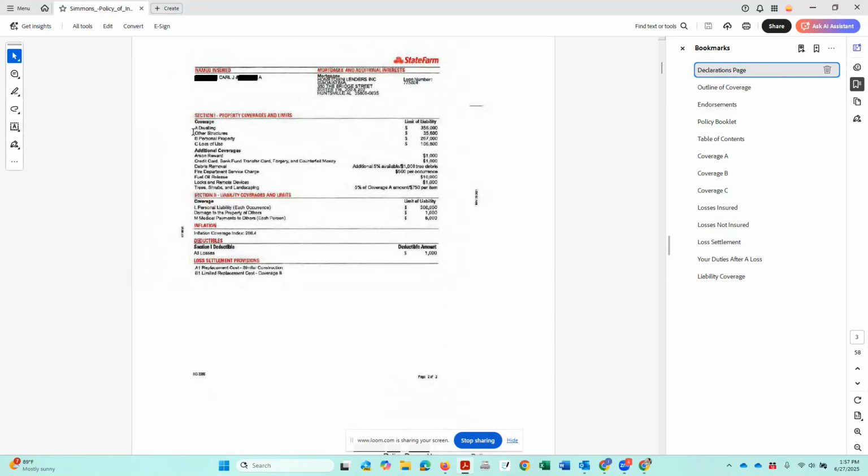This policy contains, you see the policy limits out to the right over here. This policy has inflation coverage. You can also see that at the bottom it says loss settlement provisions, replacement cost, similar construction. That's A1, and that's the best kind that State Farm offers. A1 limited replacement cost for the property.